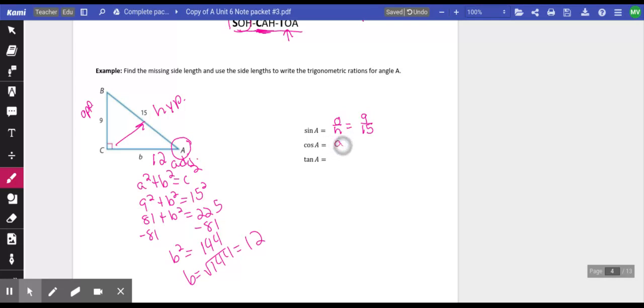Cosine is adjacent over hypotenuse. So our adjacent side is 12 over our hypotenuse, which is 15. Our tangent is opposite over adjacent. So our opposite side is 9, and our adjacent side is 12. So that's 9 over 12. Those are the three trig ratios for angle A.